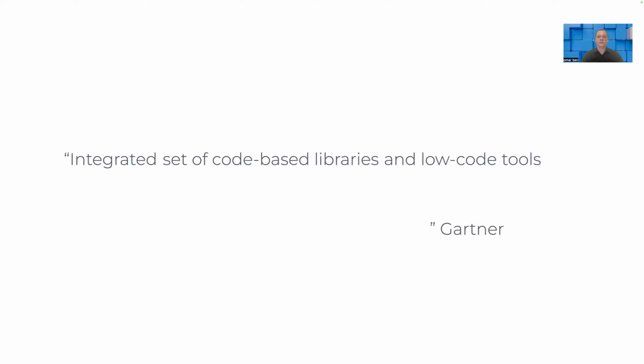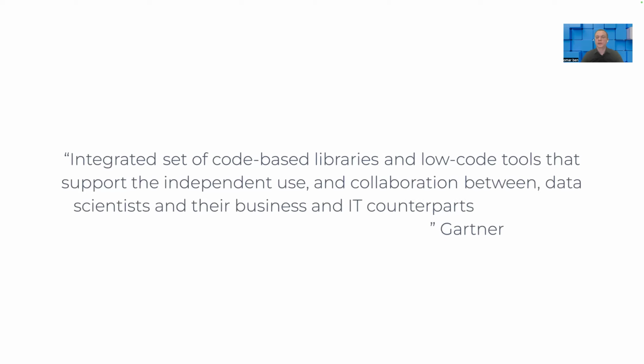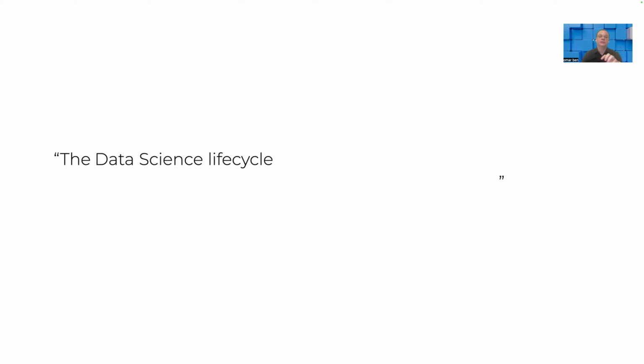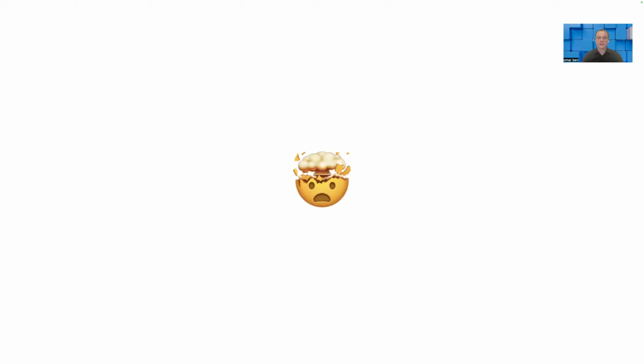Gartner defines it as being the integrated set of code-based libraries and low-code tools that support the independent use and collaboration between data scientists and their business and IT counterparts through all stages of the data lifecycle. I know, but it's going to get worse before it gets better. So let's break down now the data science lifecycle. So it goes from business understanding, data prep, modeling, to deployment and MLOps. Yeah, we made it more complicated, but let's try to simplify it by looking at an example.